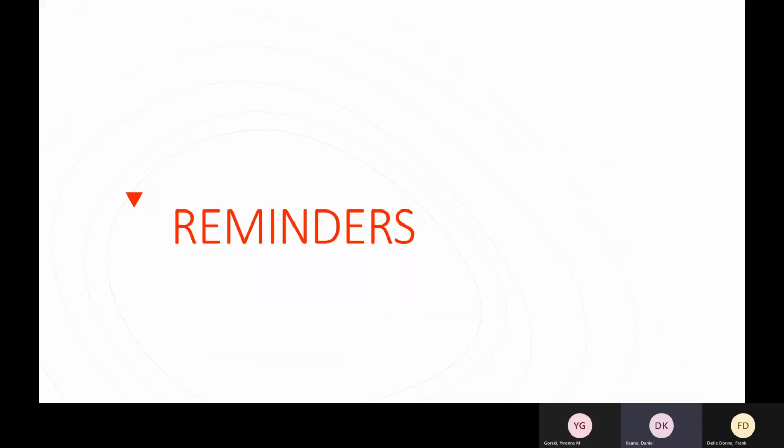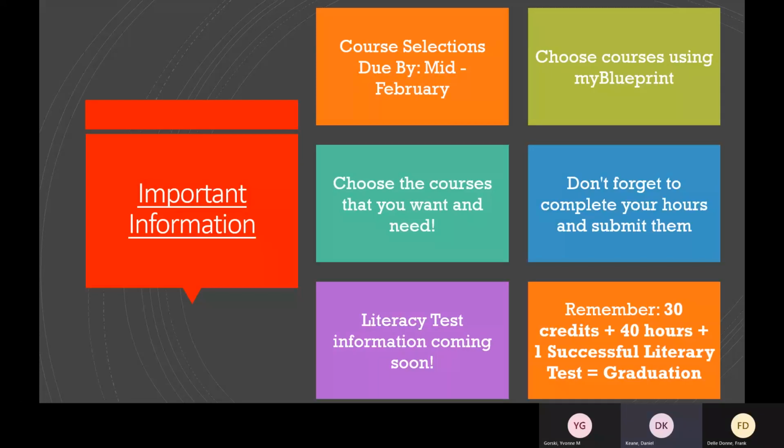So just before we go into a live demo, there are a few reminders that I'd like to go over. First of all, your course selection for grade 12 is due by mid-February. You can go onto My Blueprint anytime and set up your high school plan. You won't be able to lock it in until February, but it needs to definitely be done by mid-February.